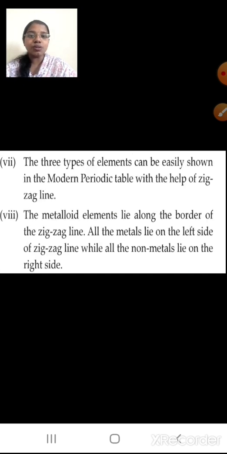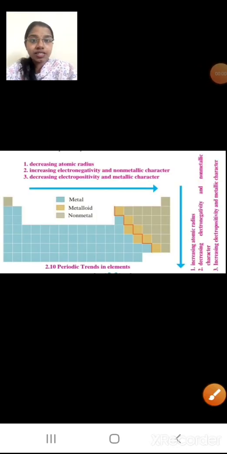Okay students, so the three types of elements can be easily shown in the modern periodic table with the help of a zigzag line. We have seen this before also in the structure of the modern periodic table, that in between a zigzag line is drawn, which can easily tell you about the three types of elements. The metalloid elements lie along the border of this zigzag line. All the metals lie on the left hand side of the zigzag line and all the non-metals lie on the right hand side. Okay students, can you see this diagram now?